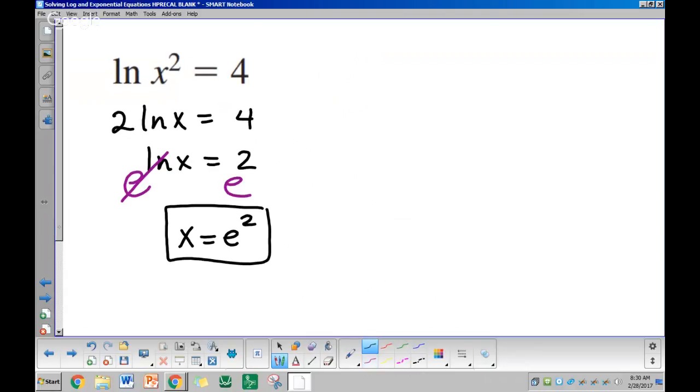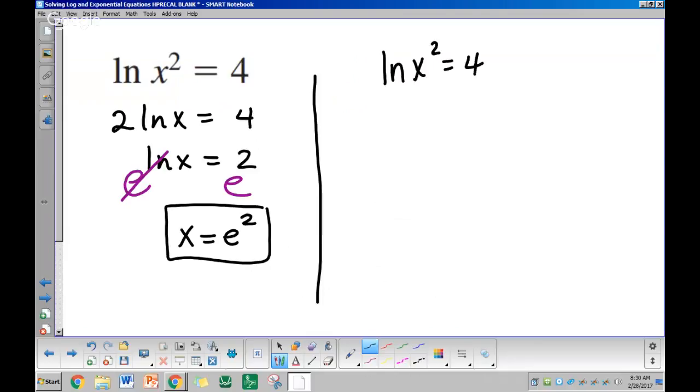On that one, I first exponentiated base e. Okay, let's do it that way, because you can absolutely do that. If we have natural log of x squared equals 4, this is not wrong. You can do this, and then you get x squared, because these cancel, equal e to the 4th. X equals plus or minus e squared, and it worked out when I plugged it in.